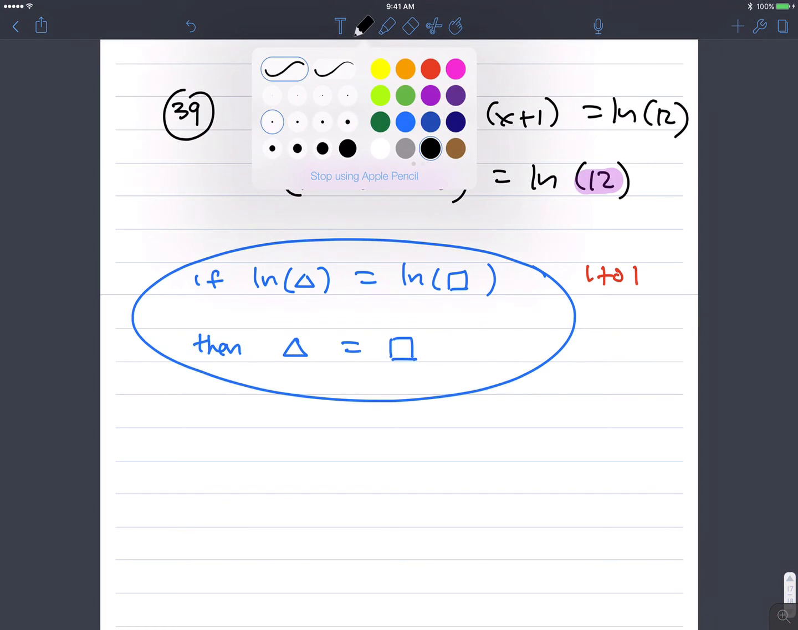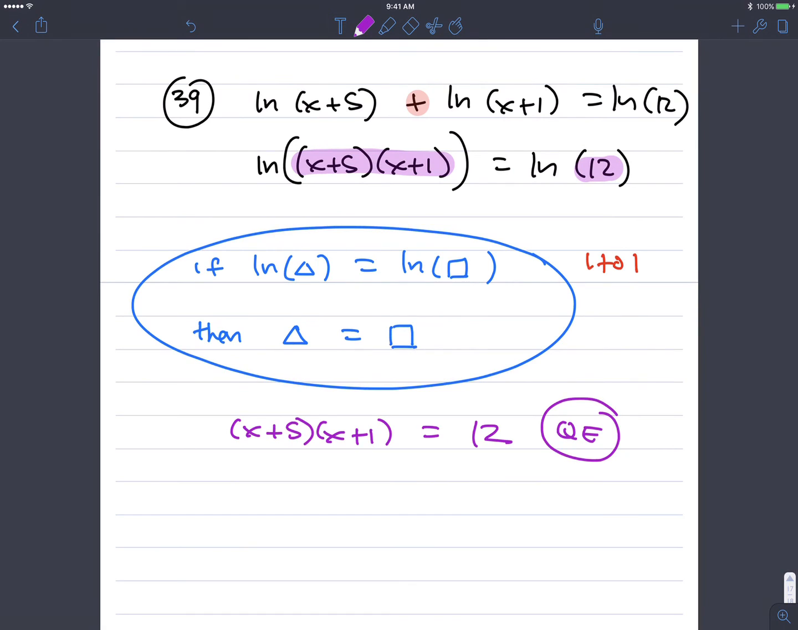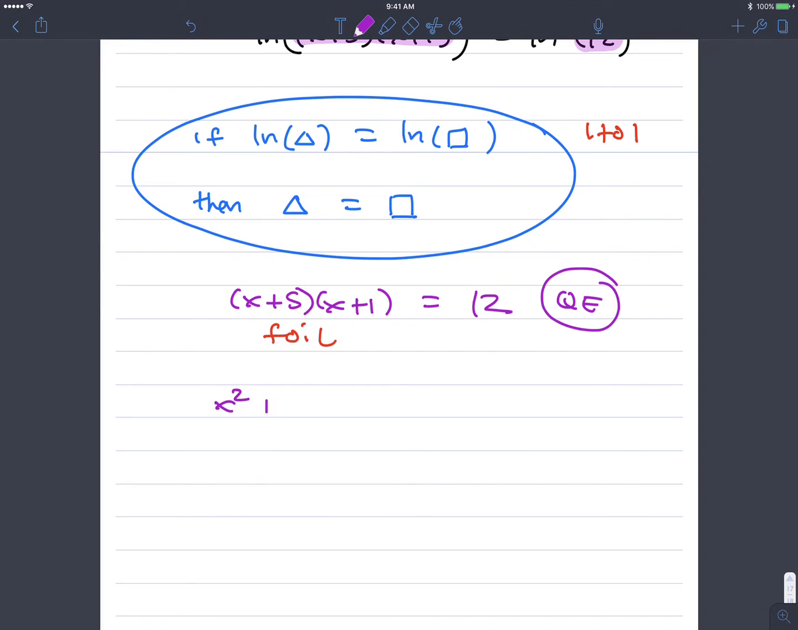And here's what we have. We have the product here of x plus 5 times x plus 1 will become 12. And this is a nice quadratic equation. Okay, we can solve quadratic equations from beginning algebra, or even intermediate algebra. We're going to use FOIL. By FOIL, we get x squared plus 5x plus x plus 5, and that'll equal 12. And you get x squared plus 6x plus 5, and that'll equal 12.